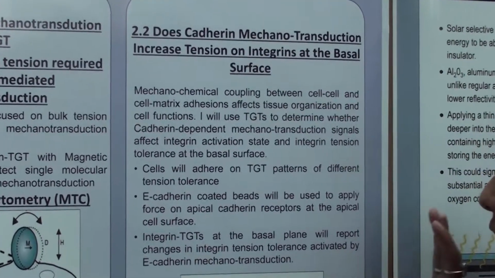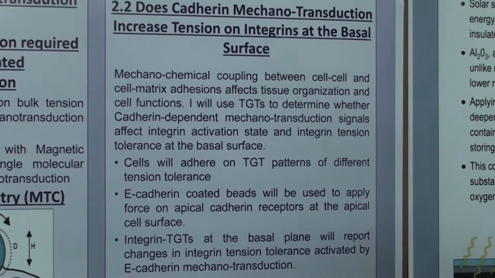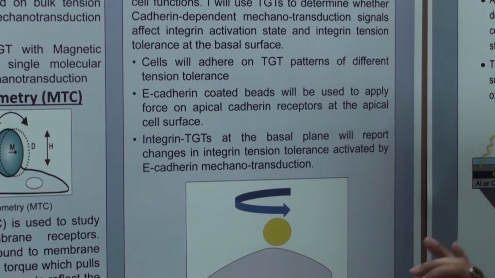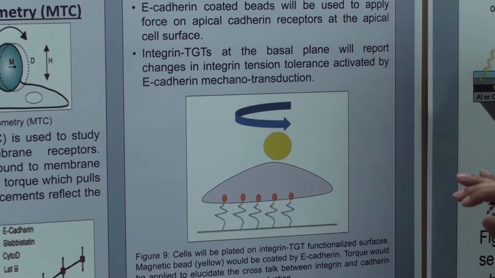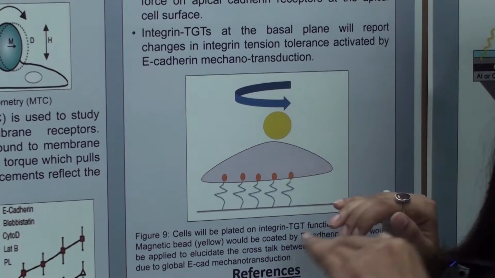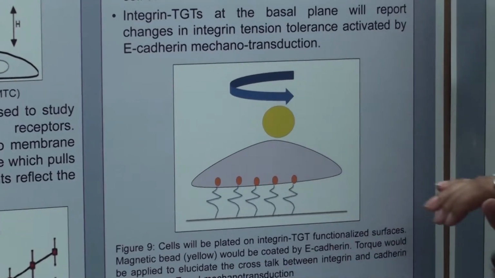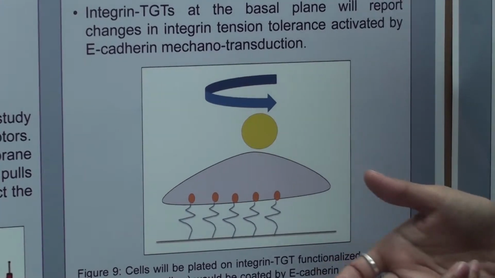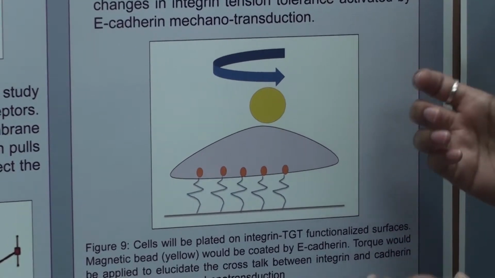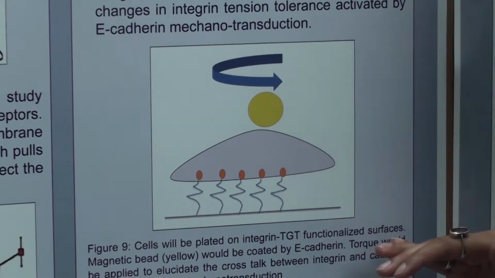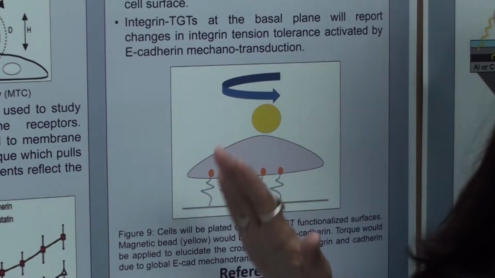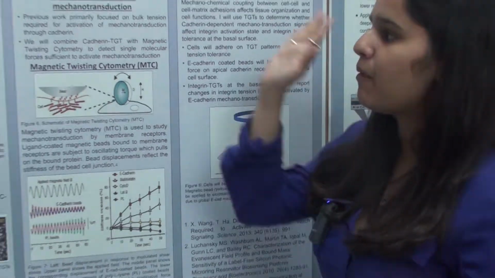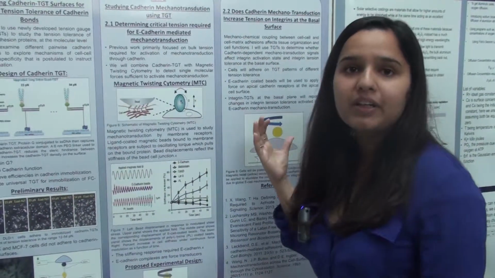The other part of our design is that we'll be using the system to study the crosstalk between integrin and cadherin and the response of the global mechanotransduction. Our beads would be coated with cadherins, and our cells would be on surfaces which are functionalized with integrin TGT, and then we'll see how the mechanotransduction changes the activation of the integrin TGT. That's the description of my project. Some of it is ongoing and some of it has to be done.